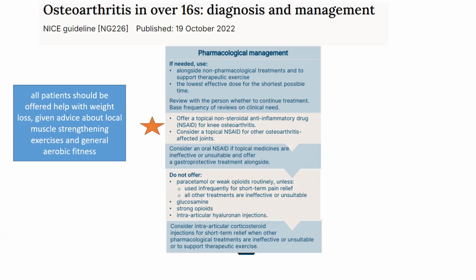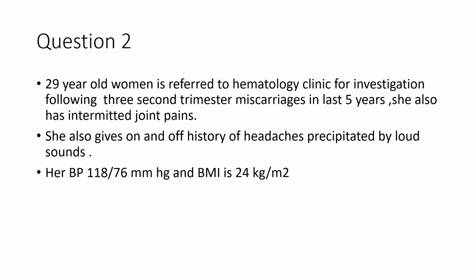That was the answer. Moving forward, question number 2, we have a 29-year-old woman referred to the hematological clinic for investigation following 3 second trimester miscarriages in the last 5 years. She also has intermittent joint pains. I mean, most of you have already started to guess the diagnosis here. She also gives an on and off history of headaches precipitated by loud sound. Her blood pressure seems fine, BMI is 24.